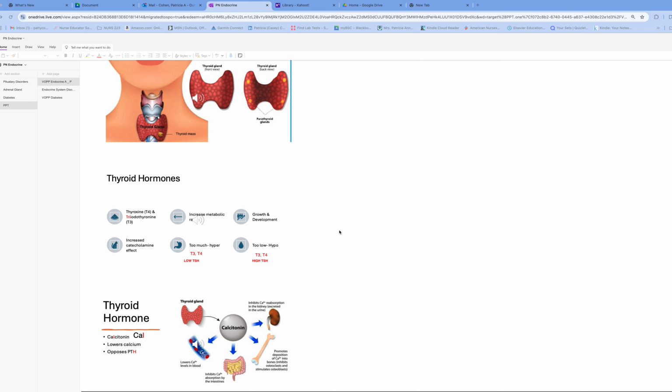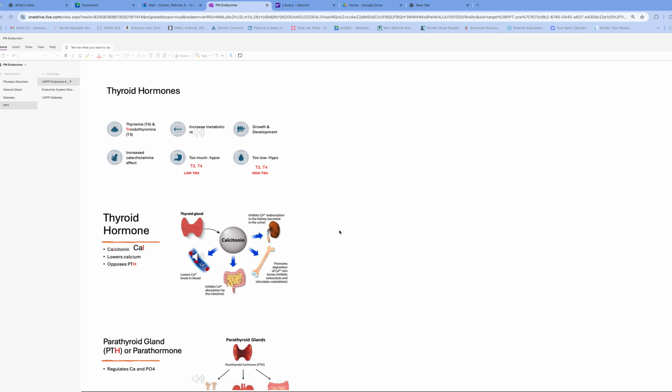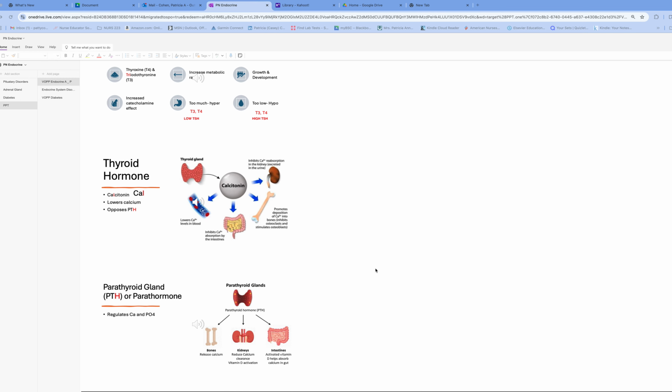If they have hypothyroidism, they're going to have low T3 and T4 and have a high TSH. All right, the next hormone that the thyroid secretes is called calcitonin. All you have to do is take this L for lower and Ca for calcium. Calcitonin lowers calcium. So it opposes PTH, which if you take the H, it higher calcium. I know that's not correct English, but it's an easy way to remember it.